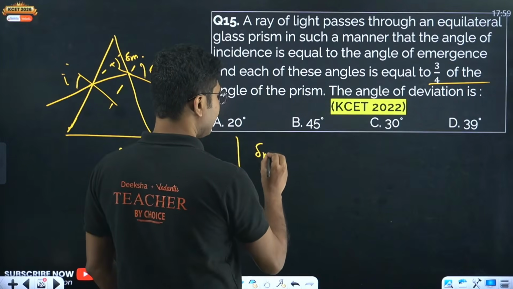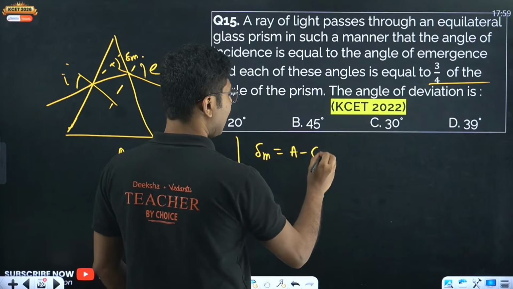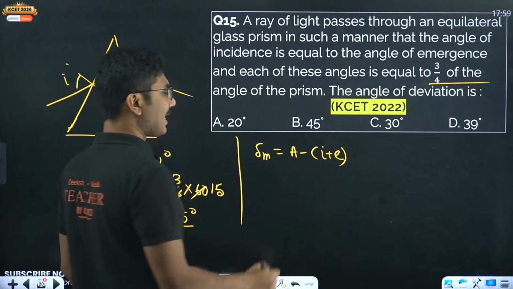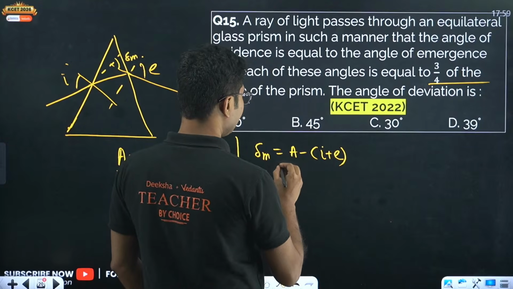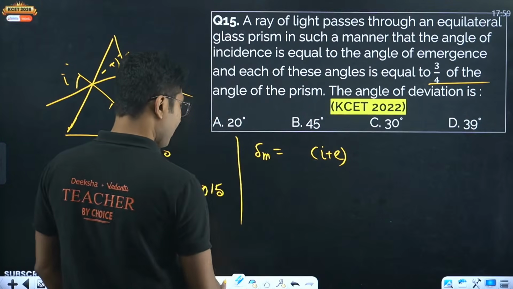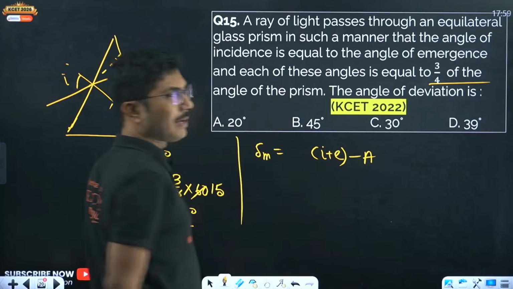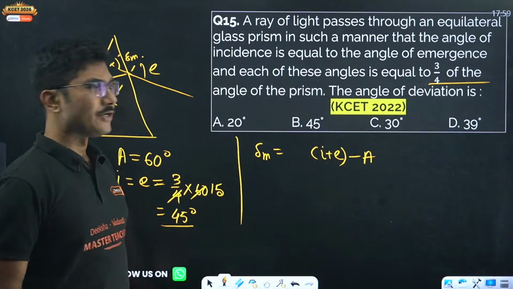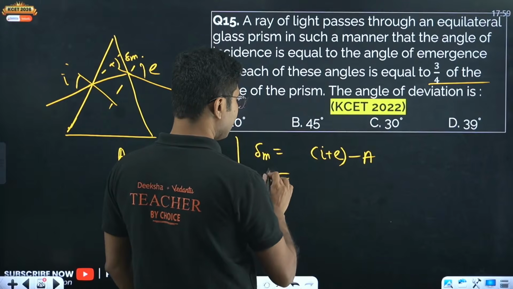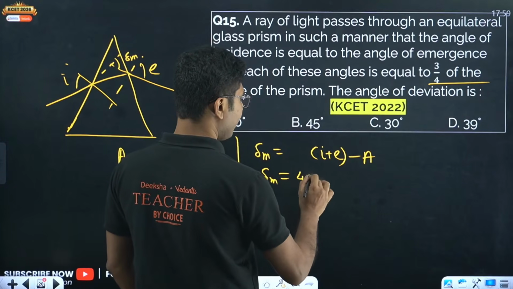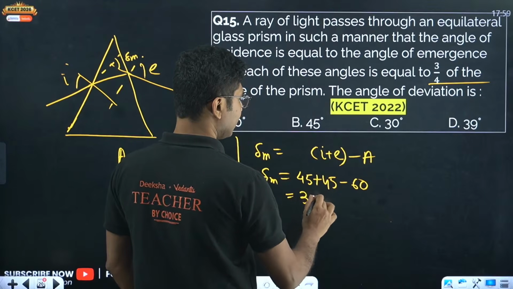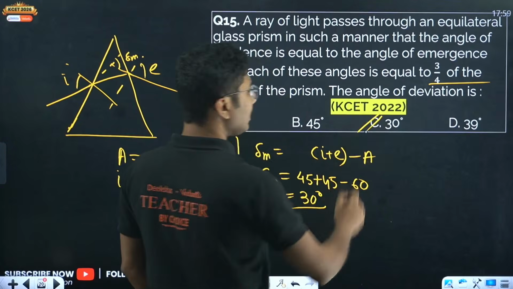The angle of deviation is very simple. Sorry, it is I plus E minus A. For minimum deviation, I and E are equal. So that's how you calculate. So delta equals 45 plus 45 minus 60, that is 30 degrees. So the angle of deviation will be simply 30 degrees.